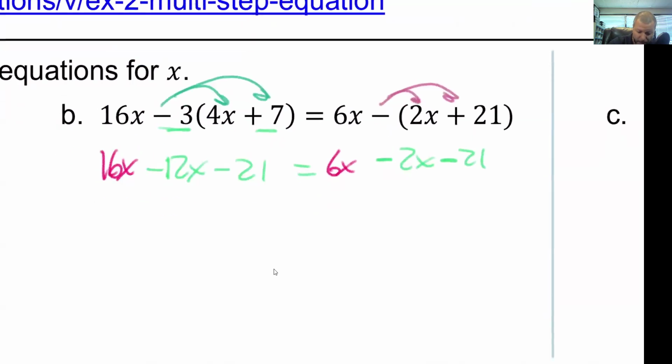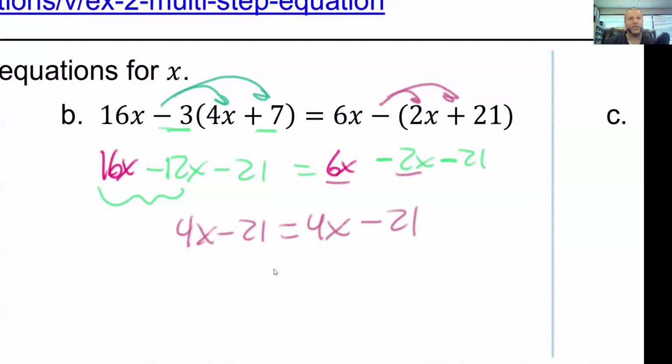Let's combine on both sides. So we can combine those like terms. 16x minus 12x is going to be 4x. Didn't touch the 21. 6x minus 2x is 4x minus 21. Oh my, look at what we have here.